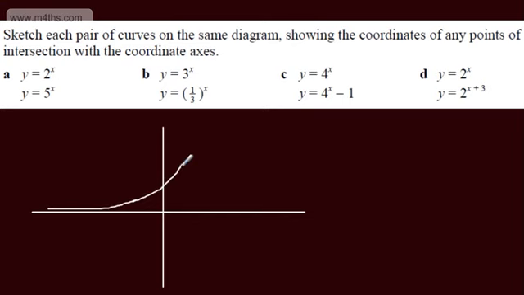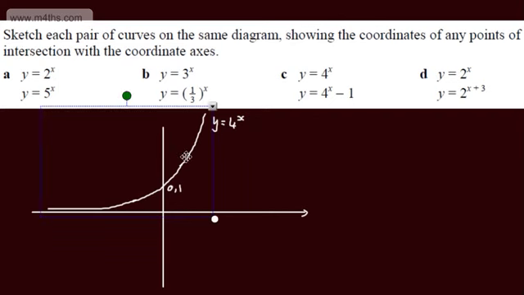It will look something like this, and it will get very big very quickly. So as x gets very large, this is going to get very large. Again, we're going to have 0, 1. That's the point that it's going to go through. y is equal to 4 to the power of x. We have the x-axis as an asymptote.